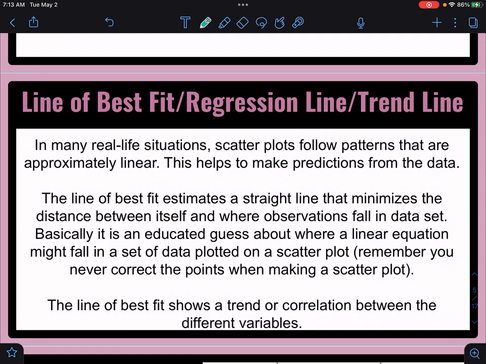Remember, you never connect points when making a scattered plot. So that's why we just make a line of best fit. What is the best line that would go in between these points? The line of best fit shows a trend or correlation between the different variables.